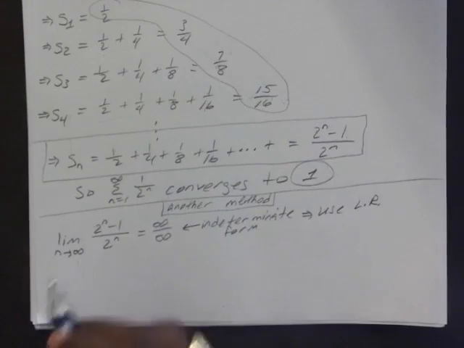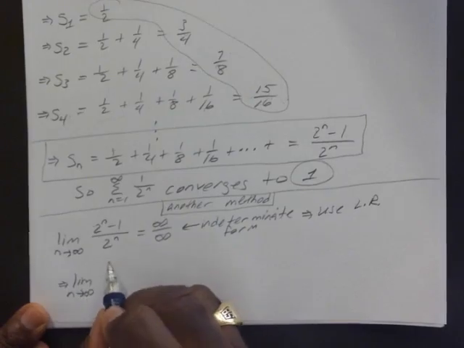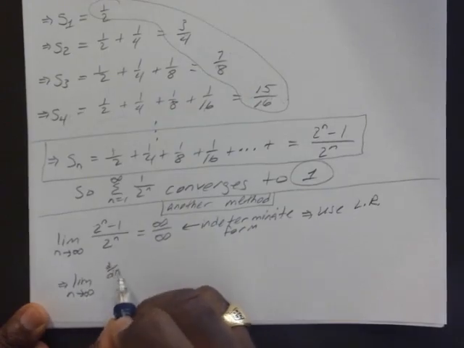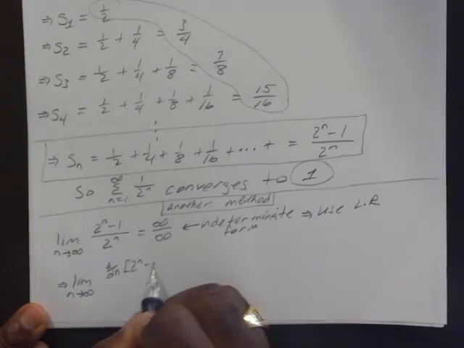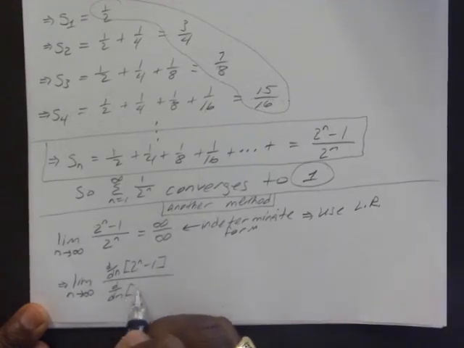So we know that this limit is equal to the limit as n approaches infinity of the derivative of your numerator divided by the derivative of your denominator.